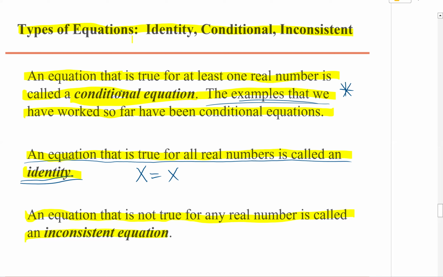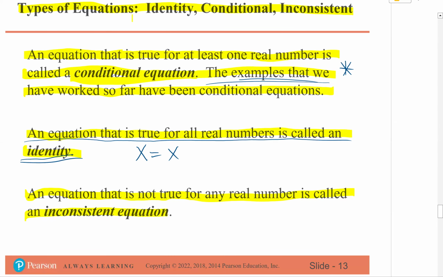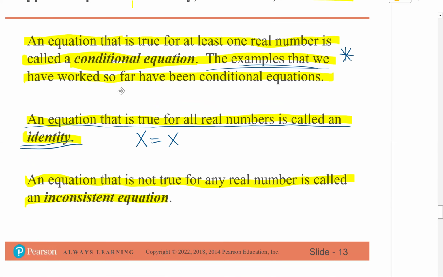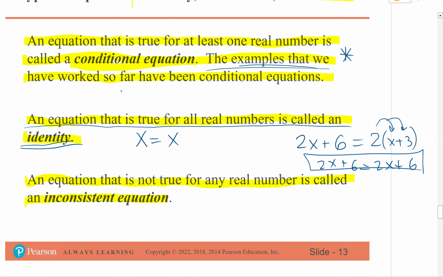There are more complicated ones, but it's usually something like that, where the left side and the right side are exactly the same thing, sometimes in disguise. For example, I could say 2x plus 6 equals 2 times x plus 3. Those look different, but if I distribute this 2 in, I would get the same thing. It would be 2x plus 6 equals 2x plus 6, which is obviously true for every single x value because they're exactly the same on the left and the right. You don't even have to specify what x is. Of course, that's going to be true.